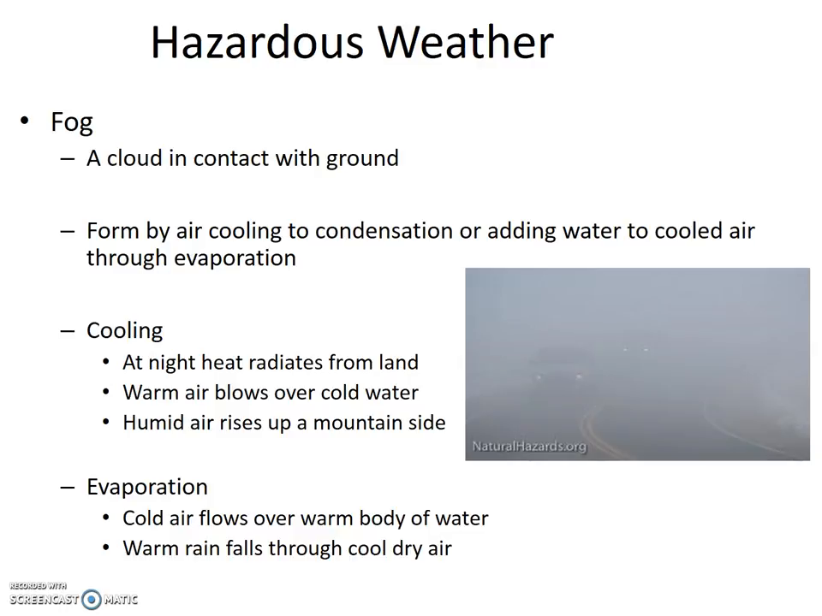condensation. Examples of evaporation fog include cold air flowing over a warm body of water that has a lot of moisture to give away, but the cold air just can't hold it. So, condensation. Another example of evaporation fog is warm rain falling through cool, dry air. The image is a picture of fog and the driving hazard it can pose.